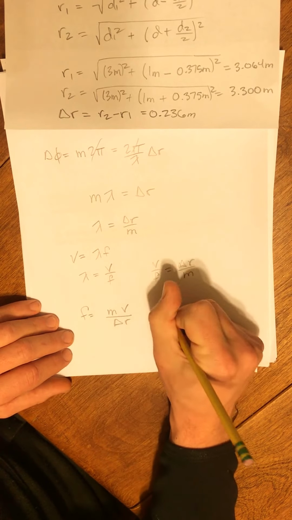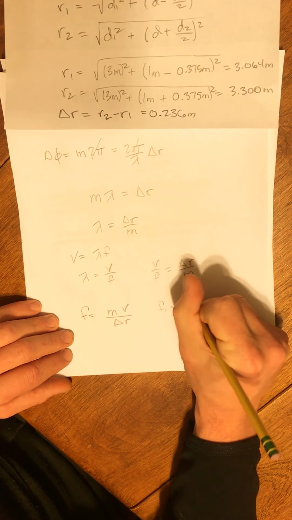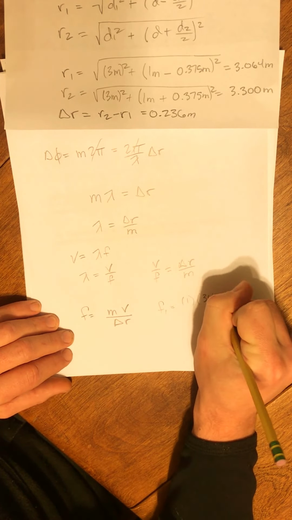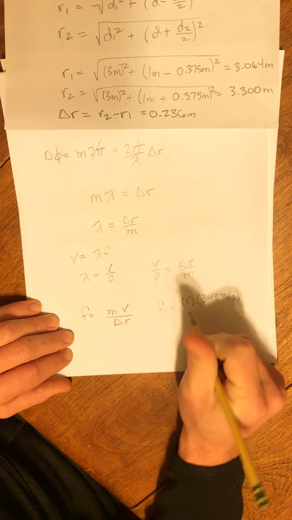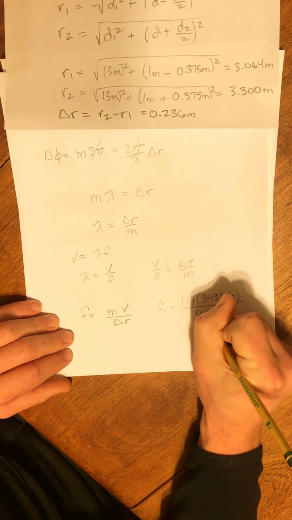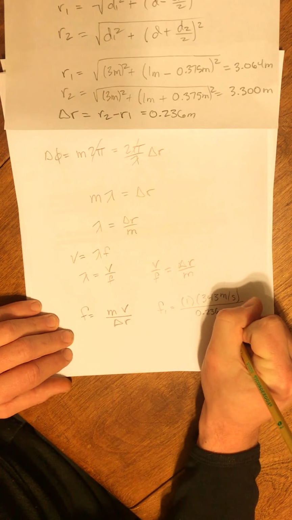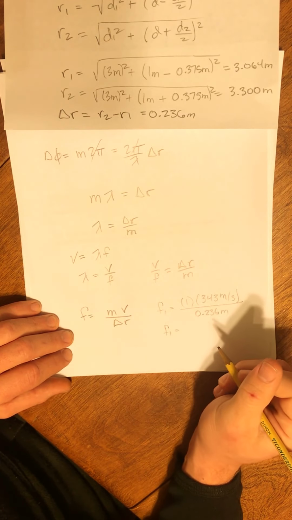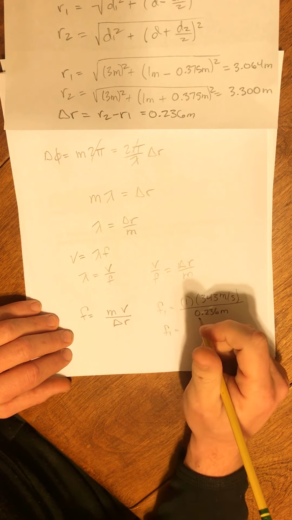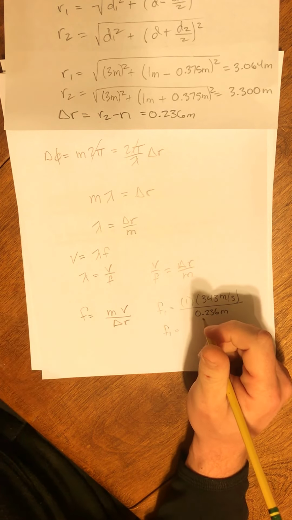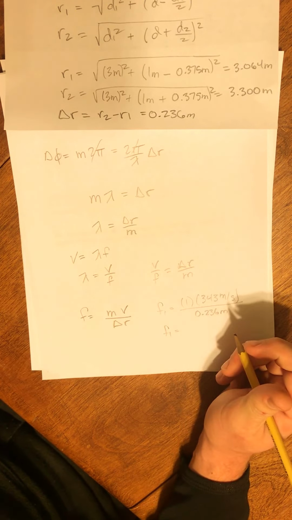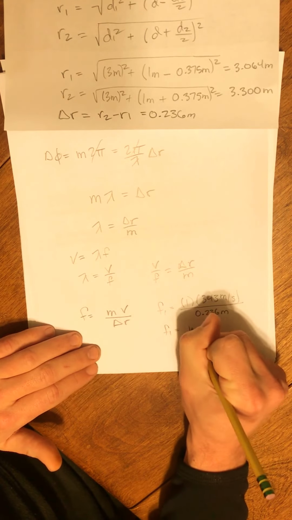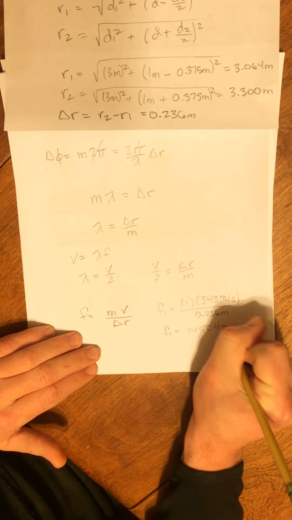Okay, so the first frequency is going to be equal to 1 times the speed of sound, which is 343 meters per second, divided by delta r, which is 0.236 meters. This gives us the lowest possible frequency to produce constructive interference. And plugging this into your calculator, you get a value of 1,450 hertz.